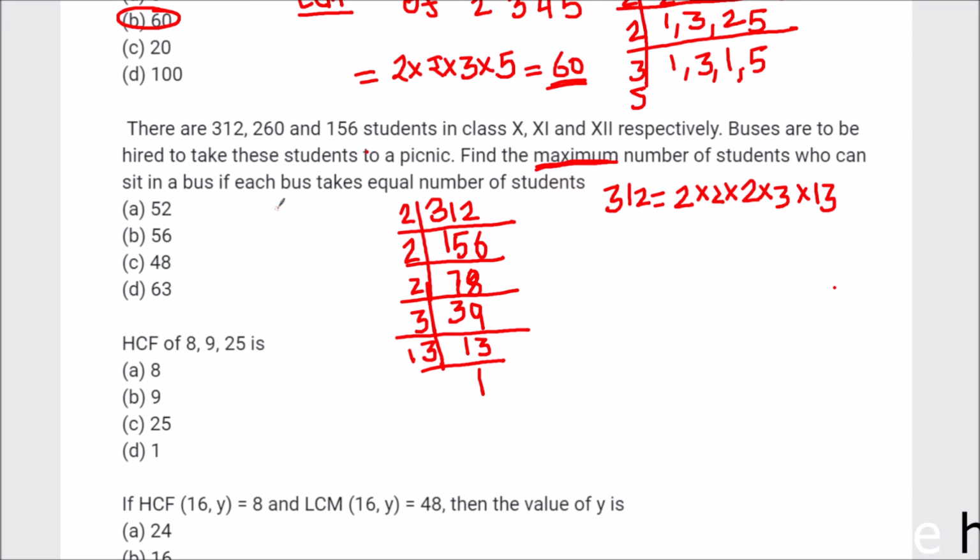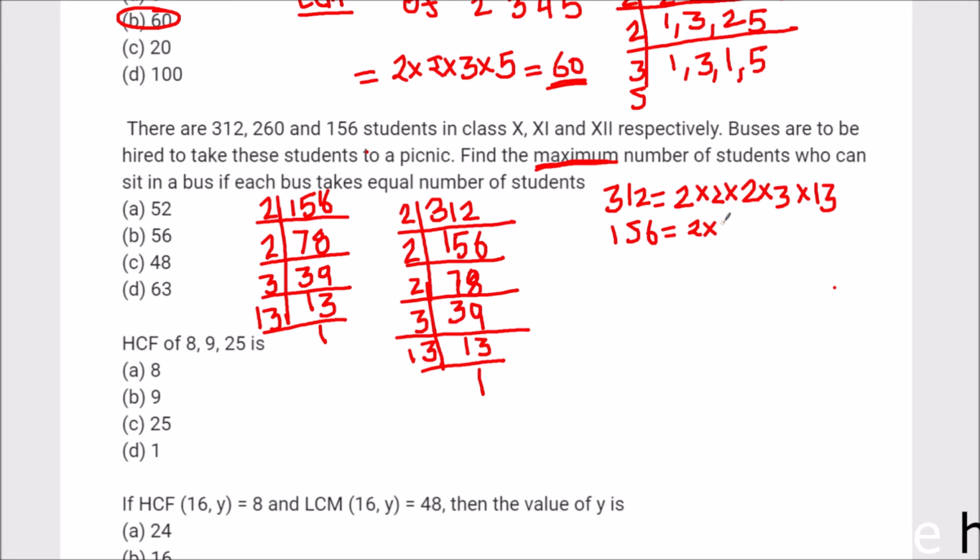Now let's find the factors of 156. We'll divide by 2 because it is even. 2 times 7 is 14. 1 is remainder. This becomes 16. 2 times 8 is 16. 2 times 3 is 6. 1 is remainder. This becomes 18. 2 times 9 is 18. Now 39 is divisible by 3. 3 times 13 is 39 and 13 is a prime number. So it is divisible by 13. 13 times 1 is 13. So the factors of 156 are 2 times 2 times 3 times 13.